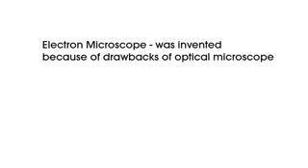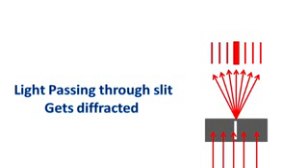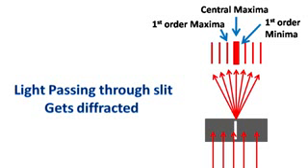So, let's try to understand what an image formed by the microscope is and how it is affected by the phenomenon of diffraction. If we understand this, it will be very easy to understand the working of an electron microscope. So, keep watching. For example, when light passes through a slit, it gets diffracted. So what you see is the central maxima, first order minima, first order maxima, and so on.